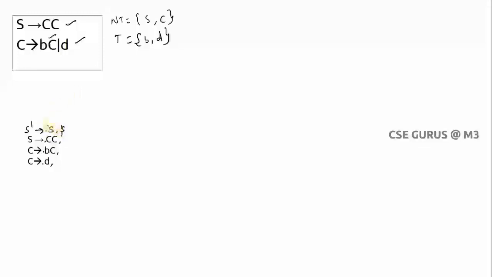So that's why no symbol is there. So after the dot S, is there any symbol? No, no symbol is there. So that's why, what is the look ahead here? You have the same look ahead here. I am writing dollar.